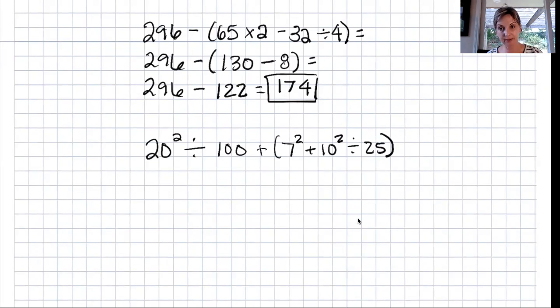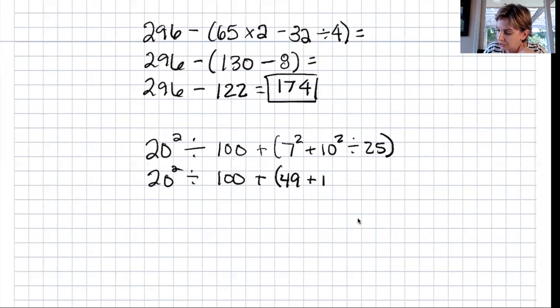Inside the parentheses, I have a couple of exponents, so we're going to do those exponents inside the parentheses first. I'm just going to rewrite this stuff right here. 7 squared is 49, and 10 squared is 100.